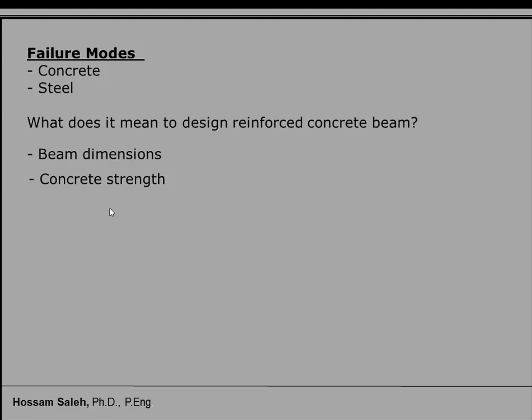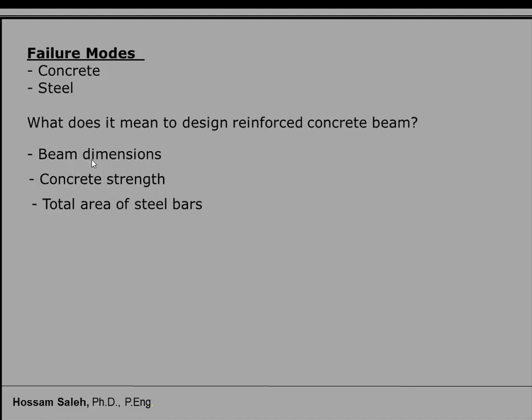I will specify the strength of concrete, F prime C. This F prime C can be 25 Newton per millimeter square, which is the strength of the concrete cylinder after 28 days. Or it can be 30, 35, 40, and so on. So we have to specify the concrete strength, and we have to calculate the total area of the steel bars.